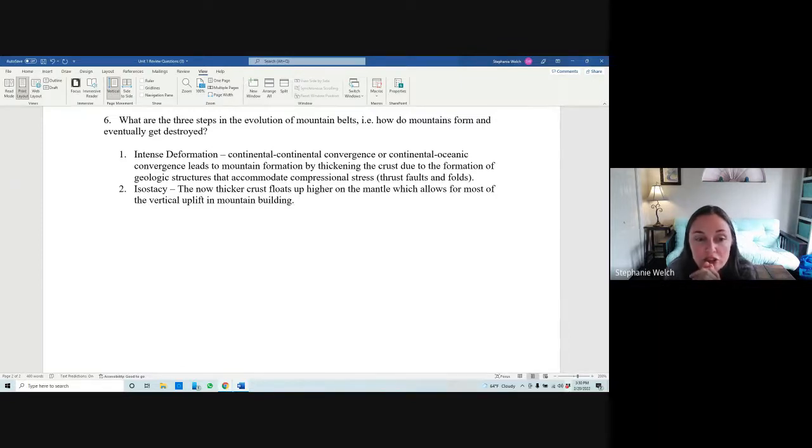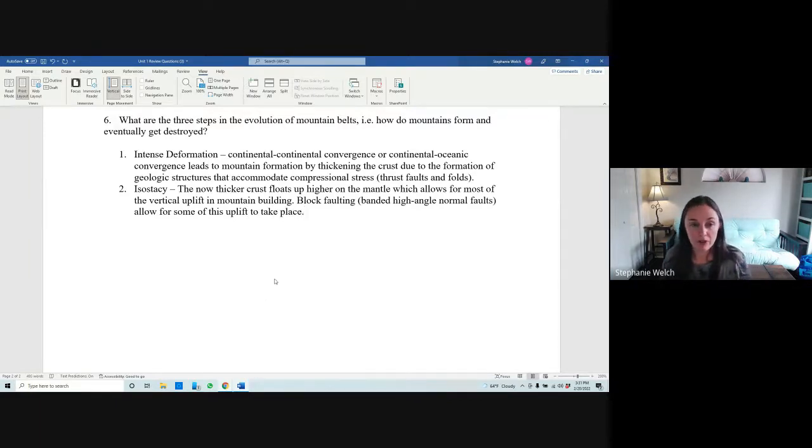There are some geologic structures that are really important in this part of mountain belt formation, and that is block faulting. Block faulting, which is banded normal faults, high angle, allow for some of this uplift to take place.